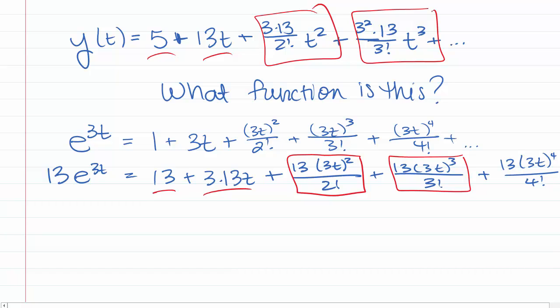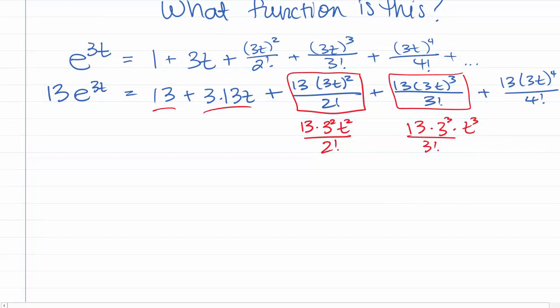Alright, so in the sequence we want, we would have 3 times 13 over 2 factorial. We have the over 2 factorial, we have the 13, and we have a 3 squared t squared. We want just a 3t squared. In this one, we would like a 3 squared 13 over 3 factorial. We have the 3 factorial, we have the 13, but we have a 3 cubed t cubed. So we have one more power of 3 than we want in these. So let's take everything in this e expression that we're working with here and divide it by 3.